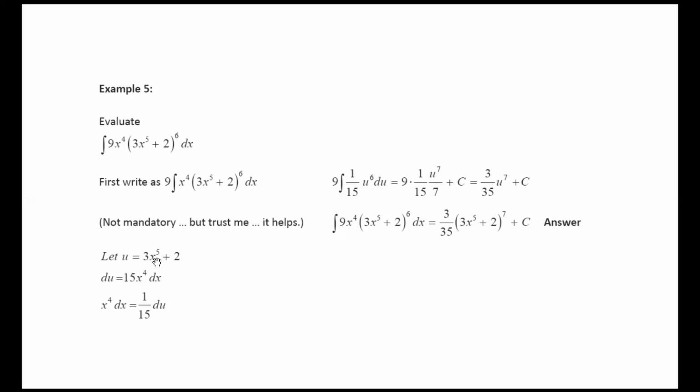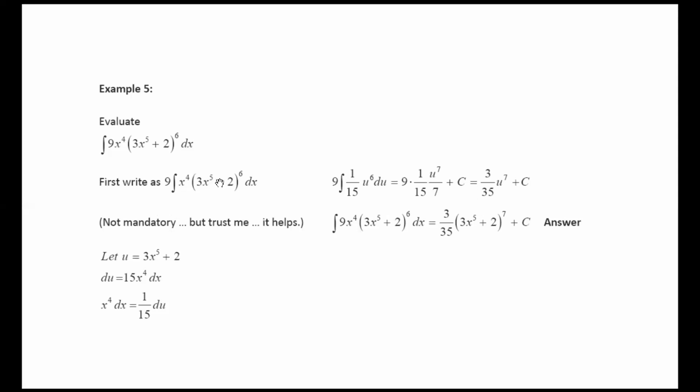I'm going to let u be 3x to the fifth plus 2. And I'm going to take the derivative of this thing, and I get 15x to the fourth. Now, if that 9 is there, then what I've got to do is figure out how to get a 9x to the fourth. What we suggest is you pull that 9 out, and all you need is an x to the fourth dx. What is x to the fourth dx? 1/15 du.